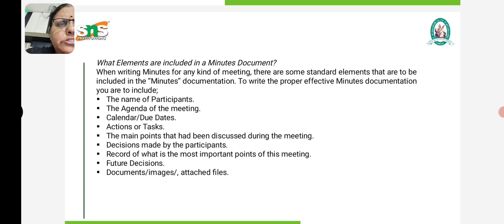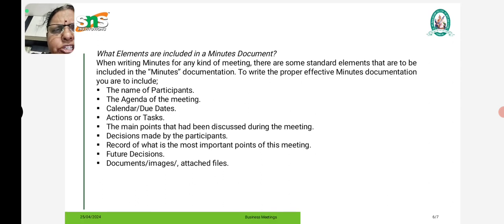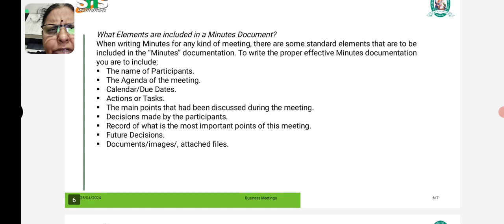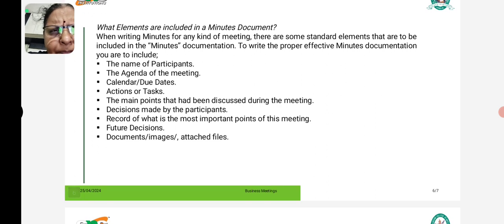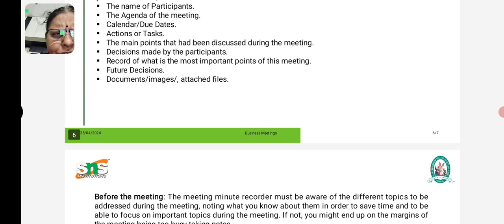So what elements are included in a minutes document? When writing minutes for any kind of meeting, there are some standard elements that are to be included in the minutes documentation. To write proper, effective minutes, you are to include the names of participants, agenda of the meeting, calendar or due date, action or task, the main points that have to be discussed during the meeting, decisions made by the participants, a record of the most important points of that meeting, further discussion, document images, and attached files.